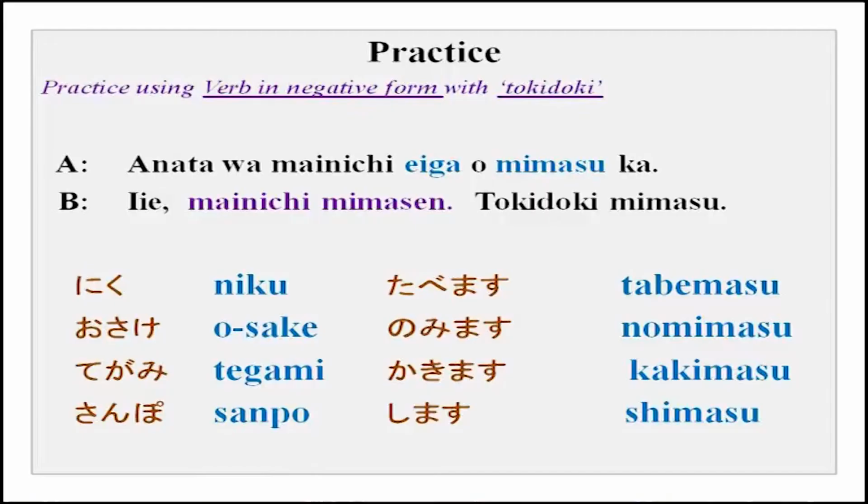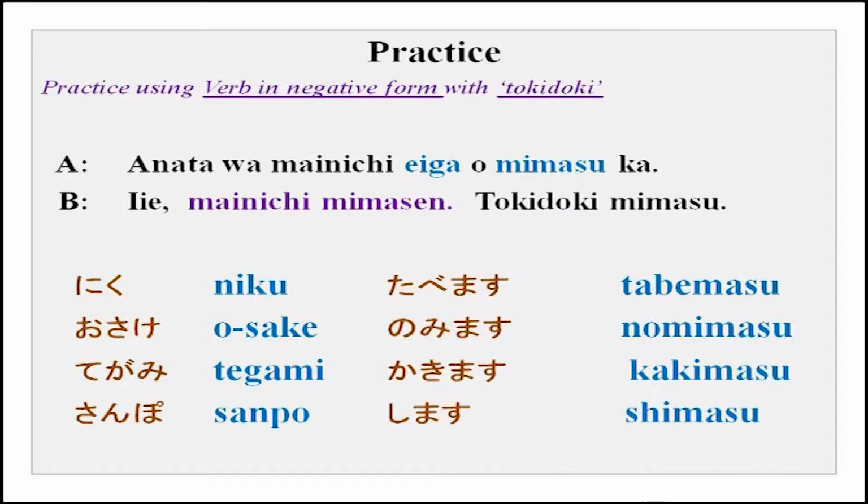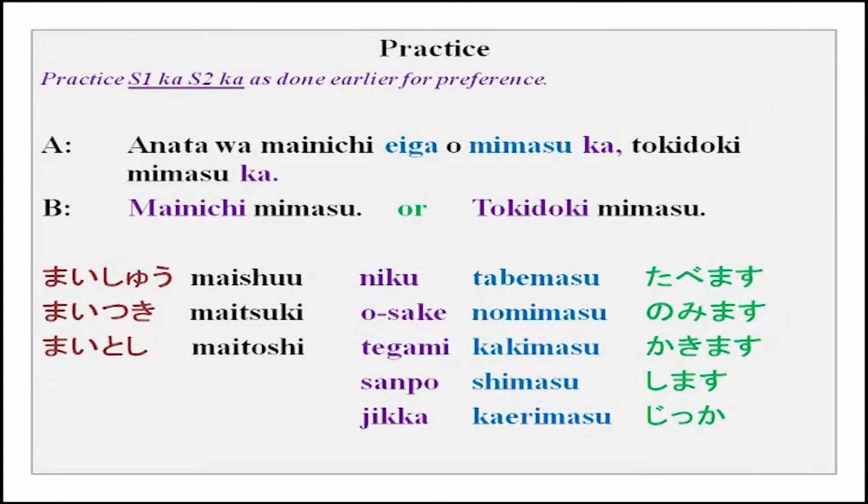Now the options are given over here. Anata wa mainichi eiga o mimasu ka? Iie, mainichi mimasen, tokidoki mimasu. So well, you can ask like this and you can answer either in masu form or masen form. Of course, over here masen form is given. Practices for masen form. So you can use masen form over here with tokidoki. Now, you have done this exercise earlier where you ask preference.